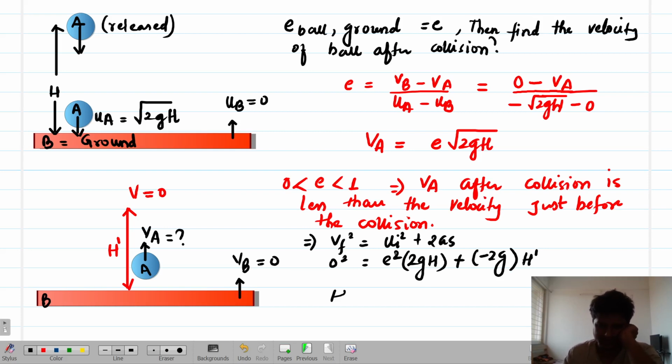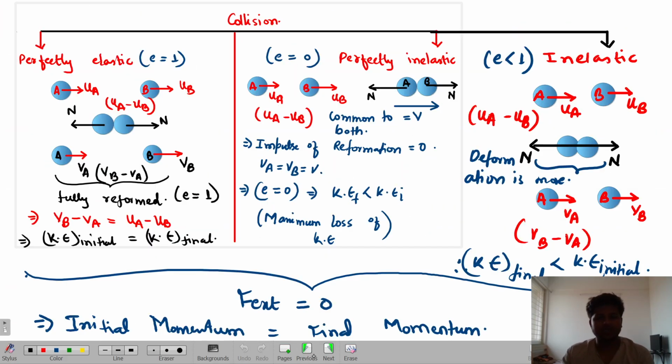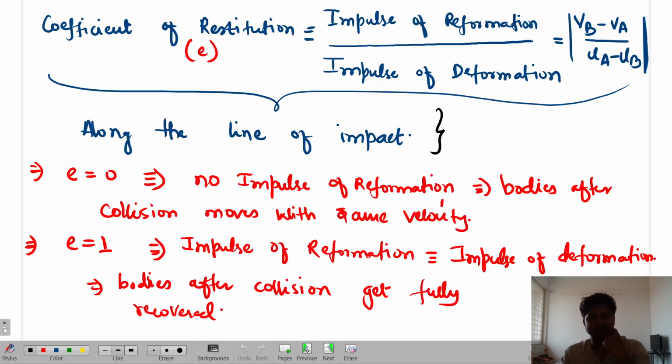So look over here. H dash is how much? It is E square times H. E square times H means after every successive collision, the height is going to reduce faster rather than even velocity. Is that clear or not? So we are going to pick this up fully.